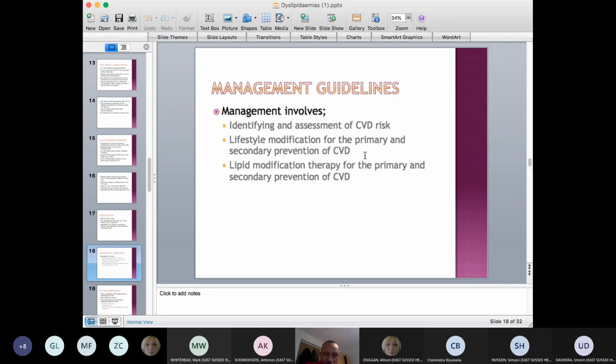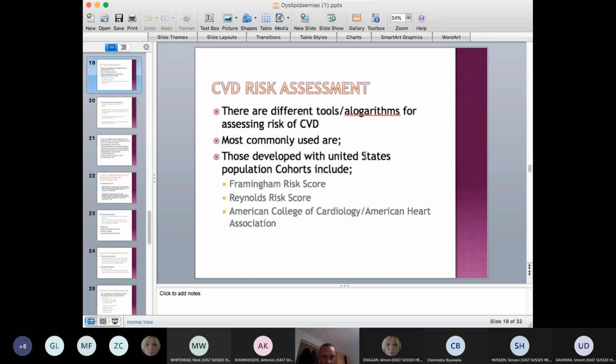Management involves identifying and assessing the cardiovascular risk, and lifestyle modification for primary and secondary prevention is very important. Of course, it also involves lipid modification therapy or treatment for primary and secondary prevention of cardiovascular disease. So how do we do cardiovascular risk assessment?